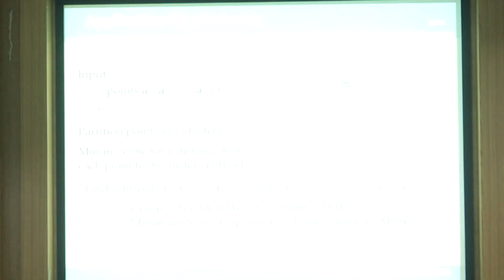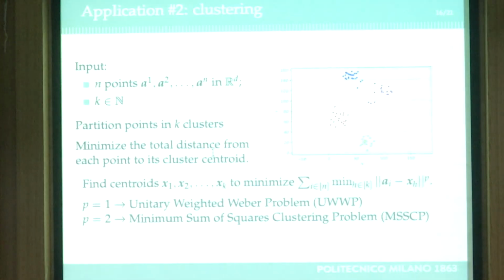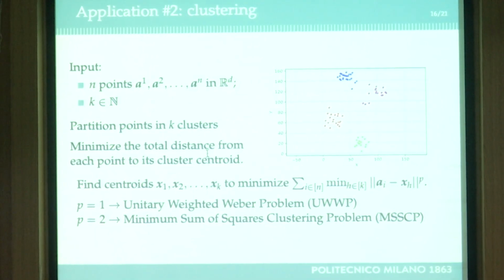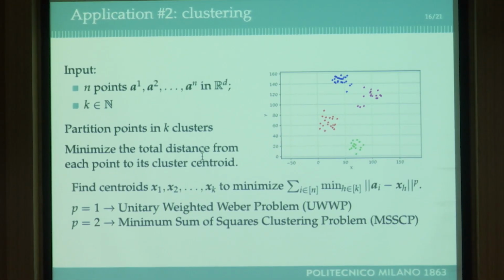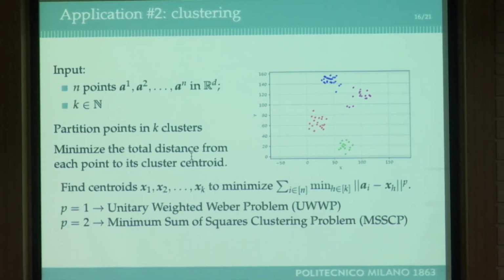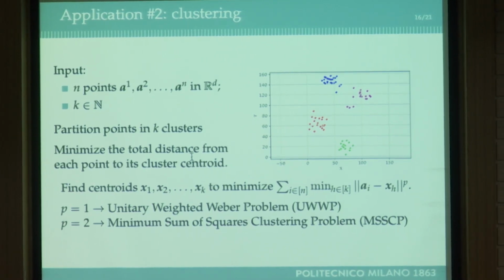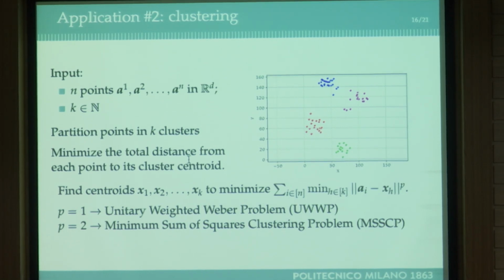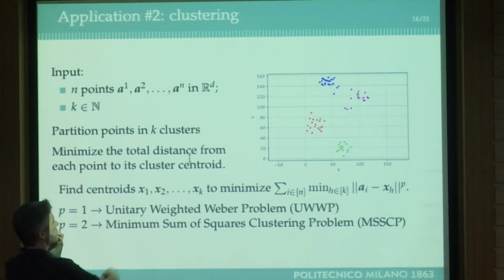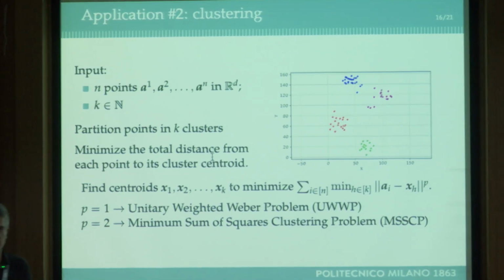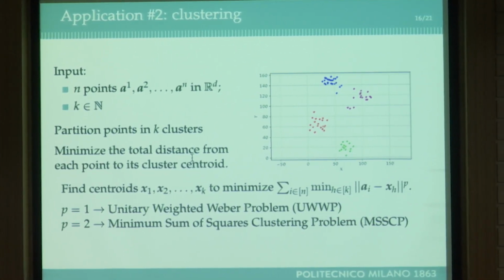Yeah, been fast. Application number 2 will more or less repeat what we've done so far, in the sense that now we have a set of n points also in R^d, in d dimensions, and we have a given number k, and we would like to partition all these points in k clusters so that the total distance from each point to the centroid of the cluster, the total such distance, is minimized. So the problem consists in finding the centroids.